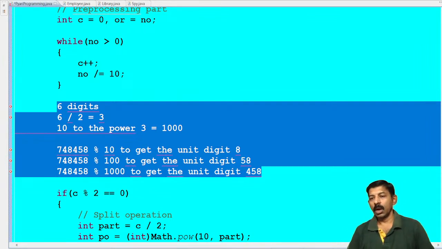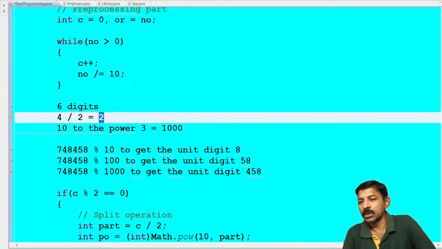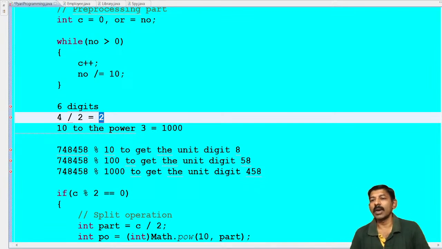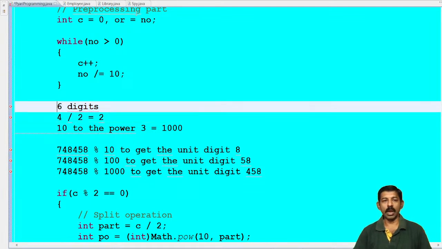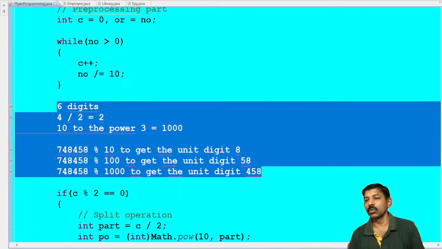a while loop. If I didn't have this trick, I would have had to use a while loop. How many times would I have to iterate? Three times to get three digits. If it is 4 by 2, I will iterate two times, I will use the loop two times to get the two digits. So our aim is to learn how we can efficiently use the mathematical functions to reduce the code. Hope I'm clear to everyone.